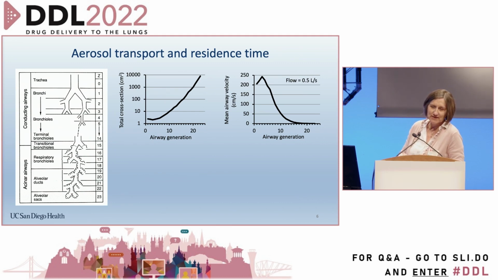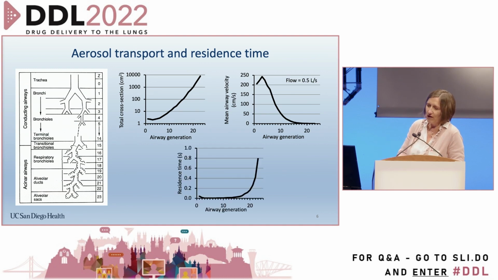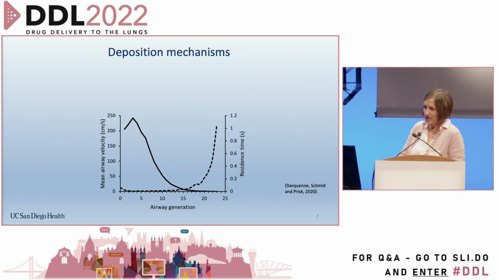What that means is that in each generation, you can now estimate, based on this model, the time that a particle will need to travel through one airway in that given generation. And because the velocity decreases a lot when you get to the lung periphery, the residence time, even though your airways become smaller, increases in a significant manner. What does that mean for aerosol transport?